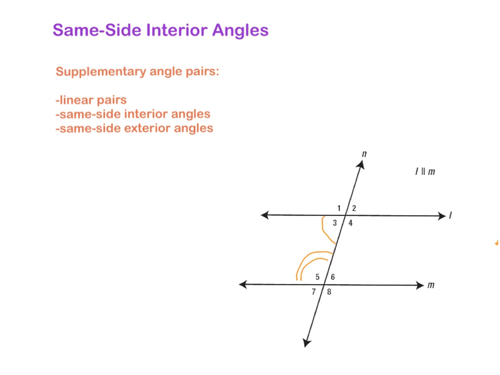Then if we take a look at the other pair of same side we have, angle 6 is going to be same side interior to angle 4. So again, 6 and 4 are not congruent, they're supplementary and they're same side interior angles.